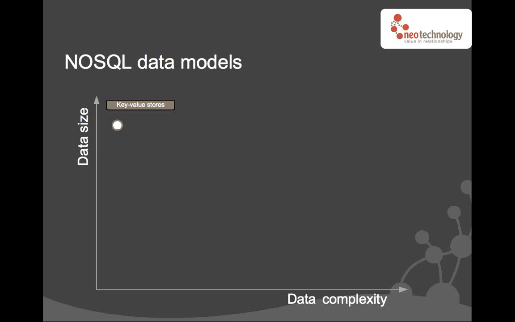So the key value stores are great at storing big data sets, but very challenging to put complex data in there. Then we have the column family or big table guys that are slightly more challenged to store data set size, but better at complexity because they have a richer data model. You have the document databases, and all the way to the right are graph databases.